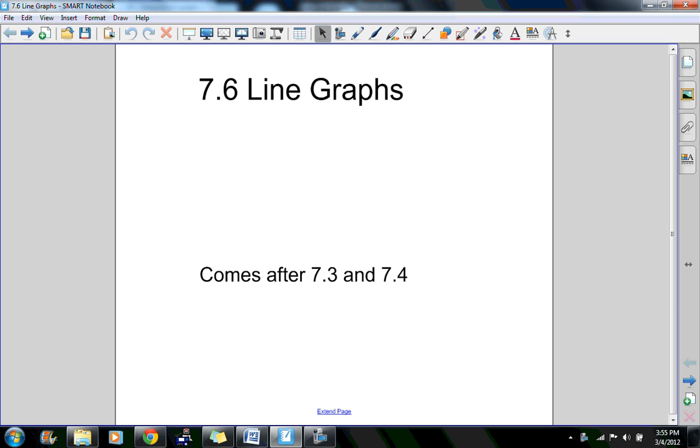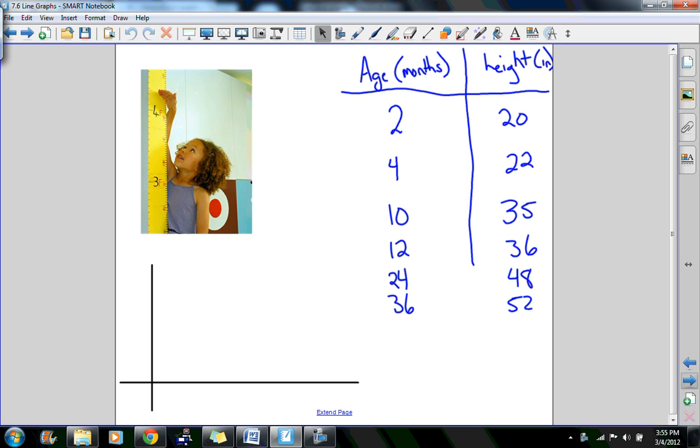So, moving on, line graphs. What line graphs are is you take information from tables, like here, measuring someone's height over the course of how old they are, and then you put it into a line graph.